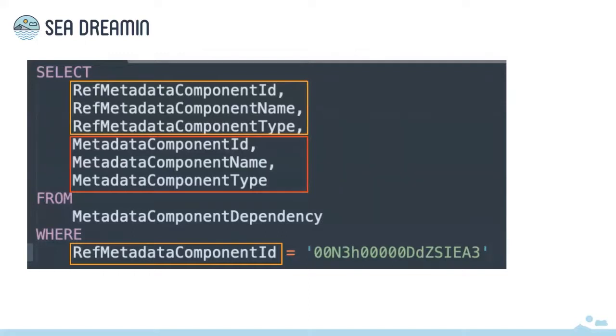So if I want to see where a custom field is referenced or where it is used, I need to get the ID of that custom field and get the records from this object where the reference metadata ID is the ID of the custom field. The next set of fields are the ones that don't have that prefix. This represents the ID, the name, and the type of those metadata items that are referencing that field or that are using that field.